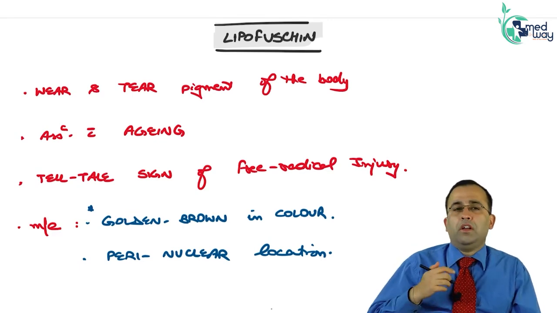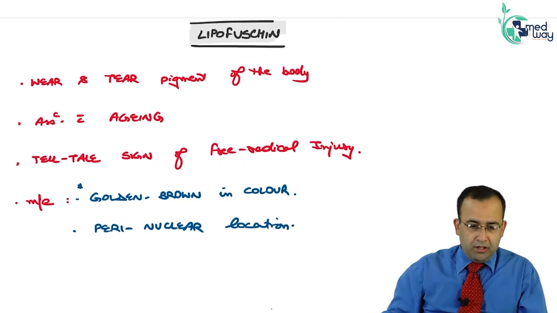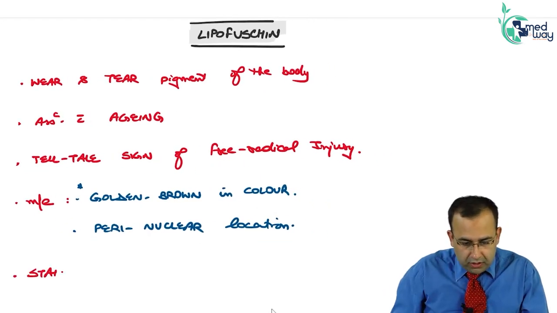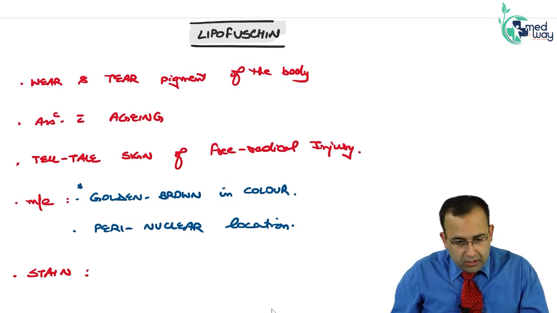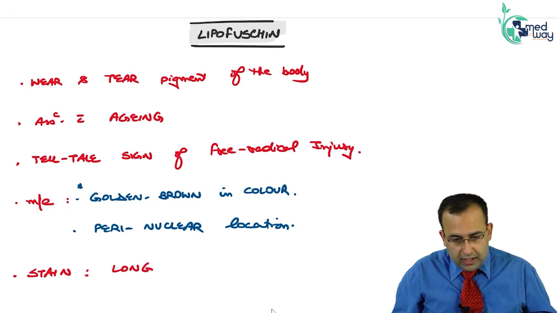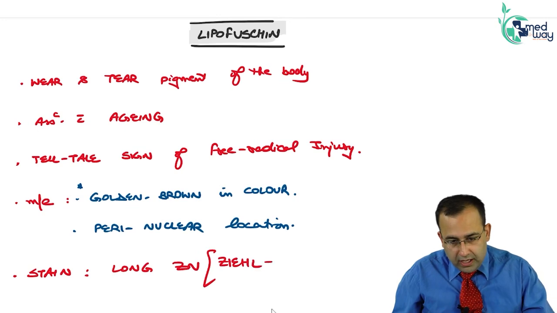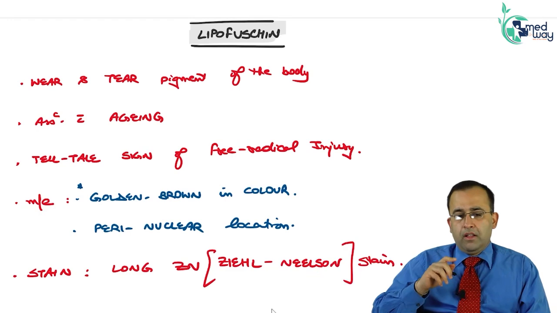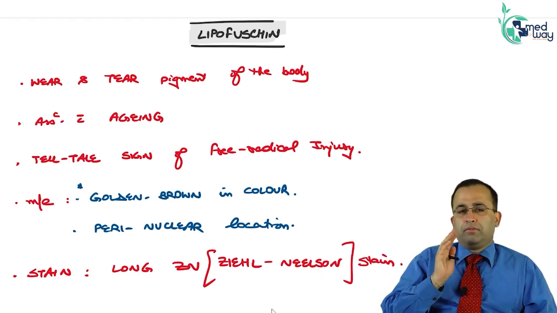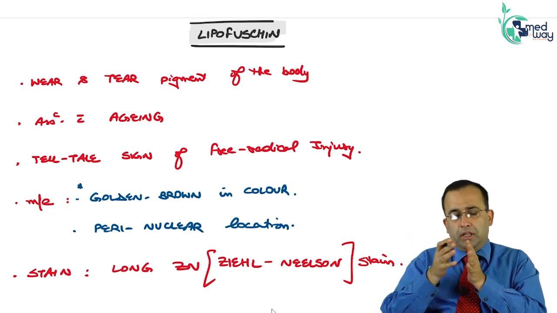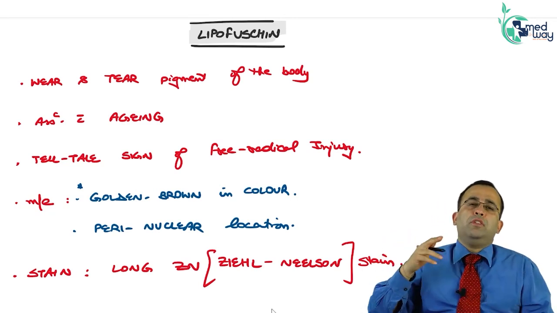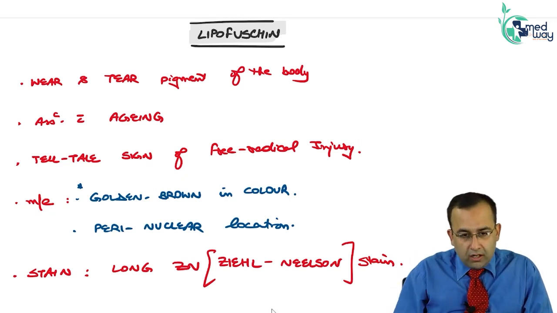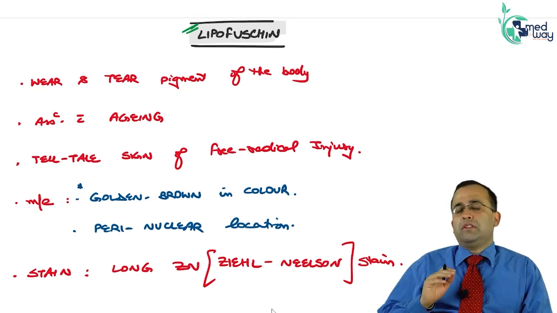Next point, lipofuscin, which is the stain used? For lipofuscin, we use the long ZN stain. ZN is Ziehl-Neelsen staining. Ziehl-Neelsen staining is used for tuberculosis. Long ZN means the staining time has been increased. So we use the long Ziehl-Neelsen stain for lipofuscin.